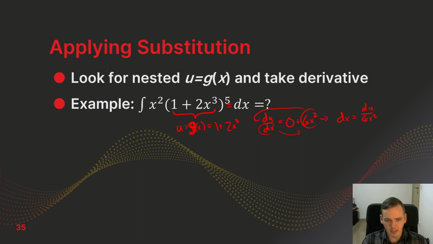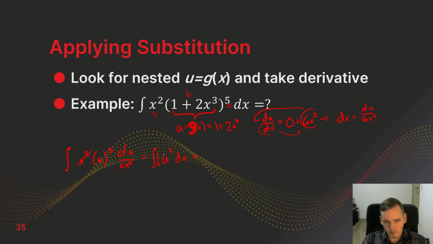Now let's plug some things in. I get the integral of x squared, and I can't do anything with that by itself. But remember, this whole expression in the middle, this 1 plus 2x cubed, I said was u. So I can rewrite that as just a simple u to the 5th. And then for dx, we said dx is du over 6x squared. Well, that conveniently cancels out that x squared. That's because, as we said earlier, if this is the derivative of what's in our nested function, they'll clean up and cancel out. So that simplifies to the integral of u to the 5th times 1/6 du.